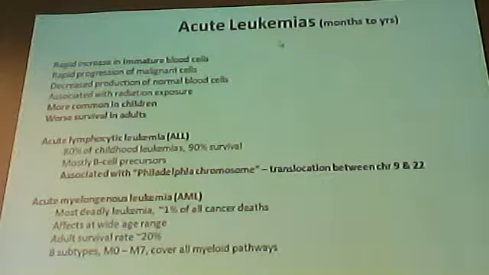So acute leukemias have immature blood cells, typically worse survival in adults but more common in children. And so you have what's called the Philadelphia chromosome, which is a translocation between chromosome 9 and 22. So remember, translocation is that unequal, unbalanced crossing over.